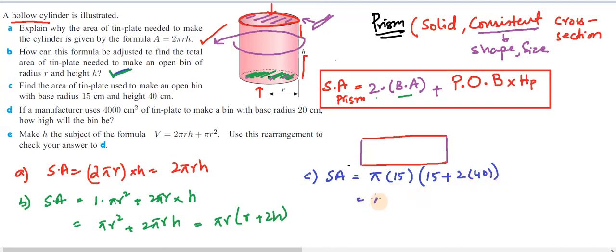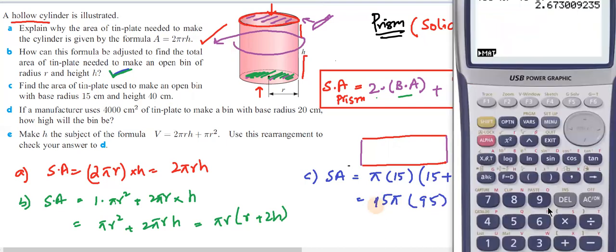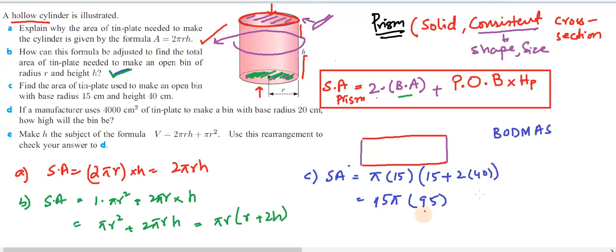I'm going to expand this bracket, where the BODMAS rule says you solve within the bracket first, and then you go on to division, multiplication, addition, and subtraction. It's 2 times 40, which is 80. 80 plus 15 is 95. 95 times 15 pi. Let's see what the calculator has. 95 times 15 is 1425. So 1425 pi. If the examiner asks you to express in terms of pi, you can leave it like this, otherwise this is going to be in decimals.